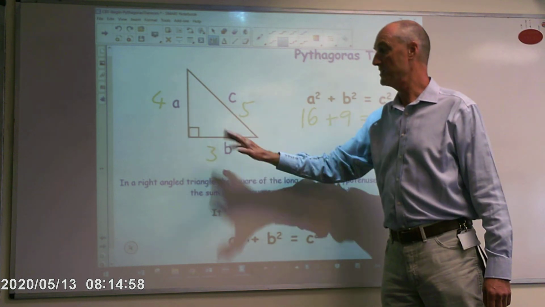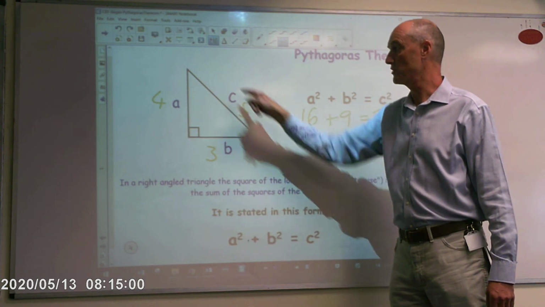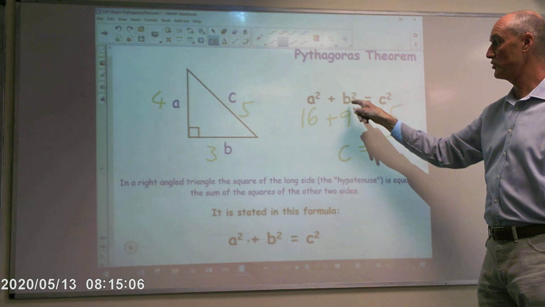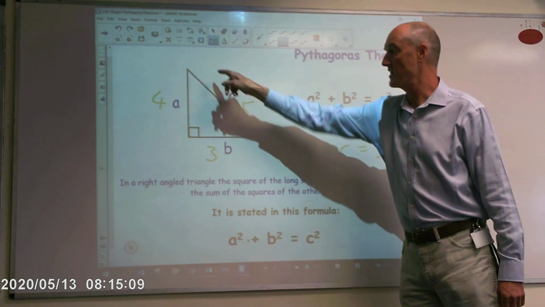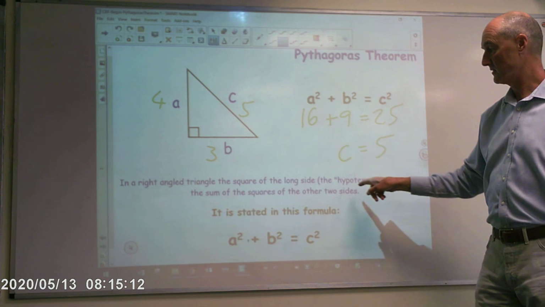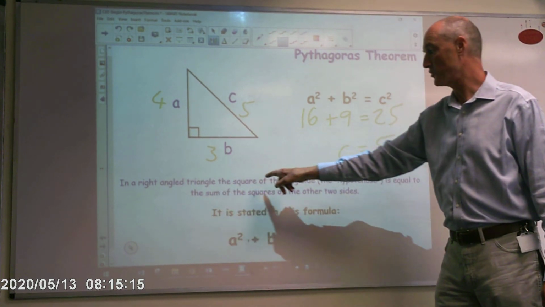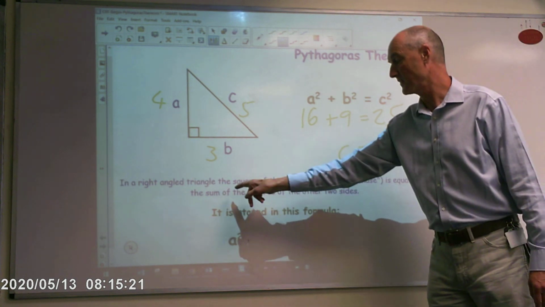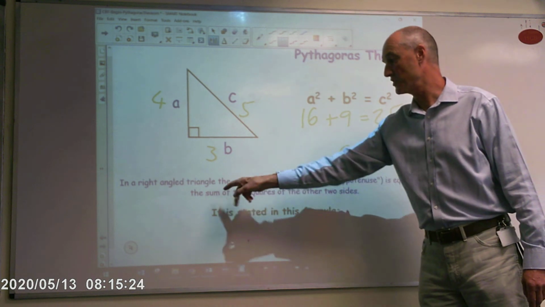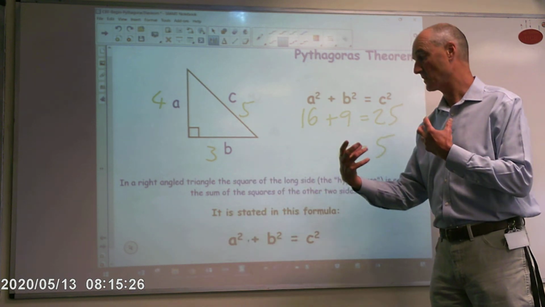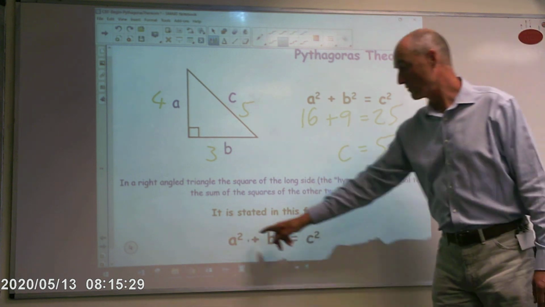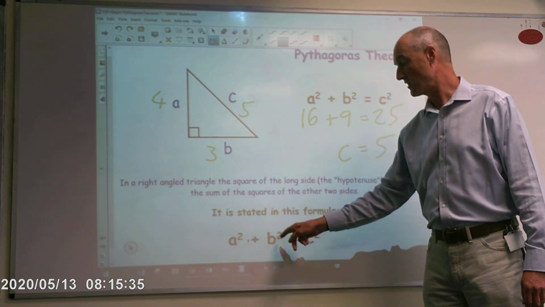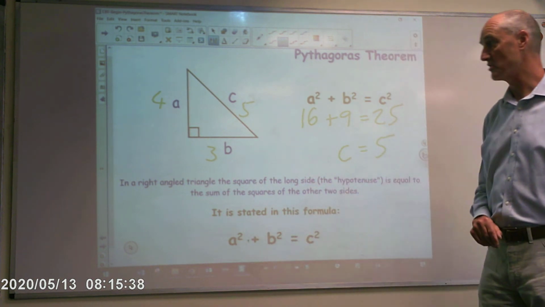Short sides are A and B, doesn't matter which way around. The long side is always C. Square the short side, add it to the square of the other short side, and it will make the square of the long side. That's how it's written in textbooks. In a right angled triangle, the square of the long side, called the hypotenuse, is equal to the sum of the squares of the other two sides. So the sum just means added together. Okay? And that's the formula that you need to write down. A squared plus B squared equals C squared. One short side squared added to the other short side squared equals the long side squared.